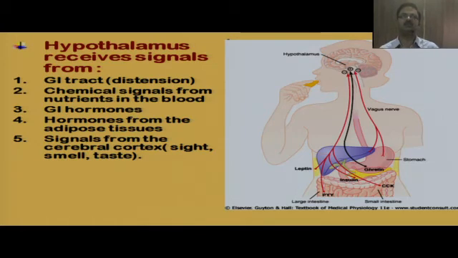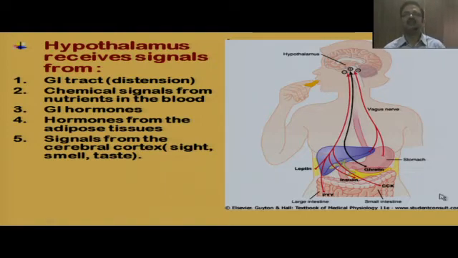The hypothalamus receives signals, one from the GI tract, because of the distension of the GI tract after eating food. Two, the chemical signals from nutrients in the blood. An important signal is the plasma glucose level. We have the different GI hormones like insulin, cholecystokinin, ghrelin, and leptin from the adipose tissues. We have hormones from the adipose tissues like leptin, and signals from the cerebral cortex like sight, smell, and taste.